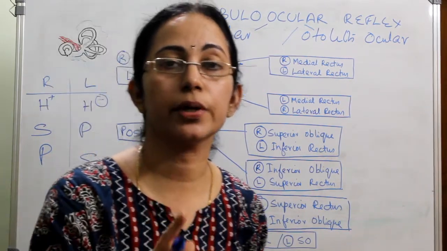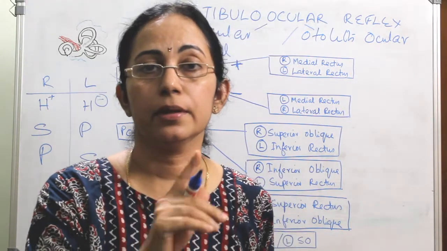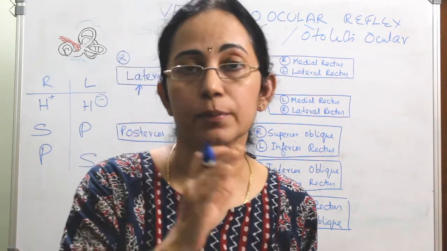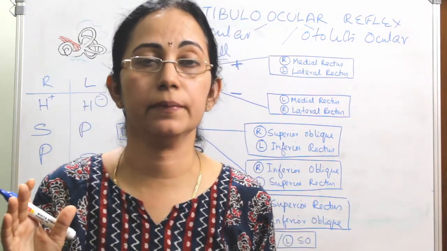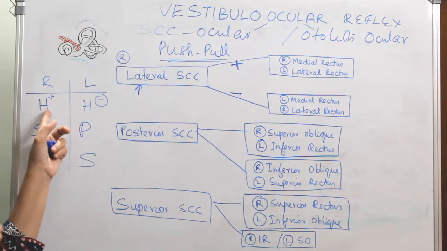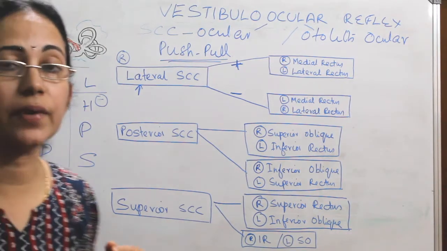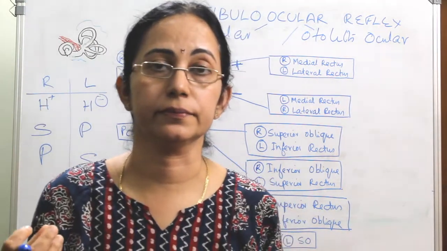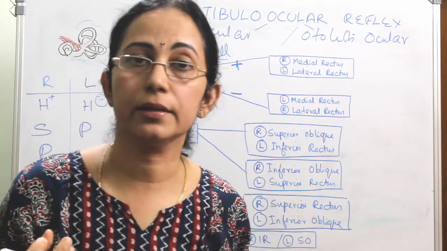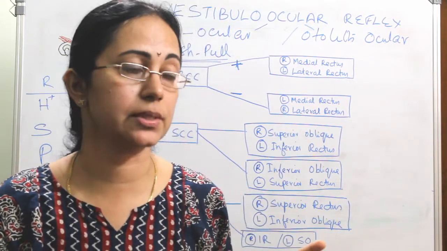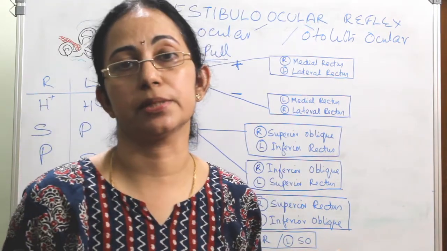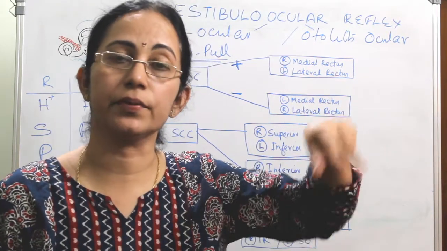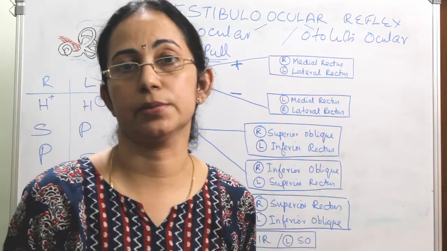Okay. So what happened? There will be ampullopetal movement in the right horizontal semicircular canal, and there will be excitation. So there will be firing of the right ampullary nerve. And what happened on the left side? On the left horizontal semicircular canal, there will be an ampullofugal displacement. So there will be an inhibitory effect on the left horizontal semicircular canal.